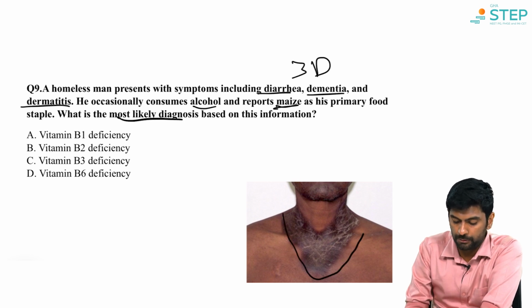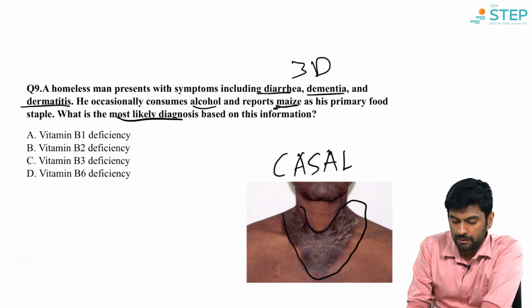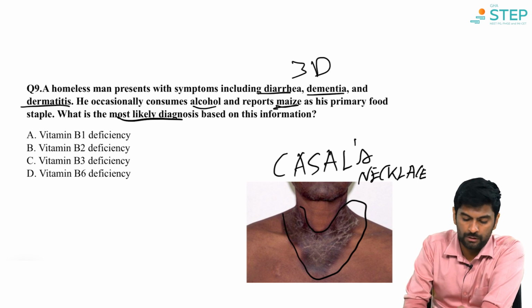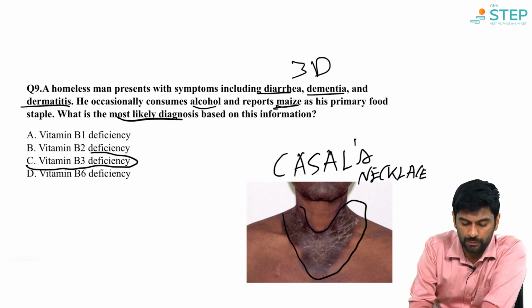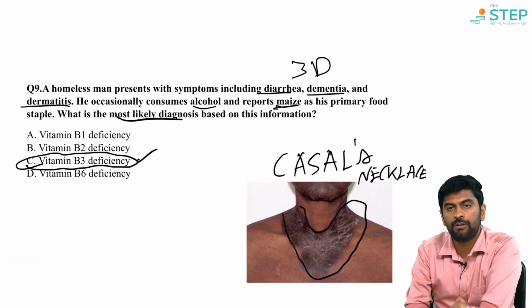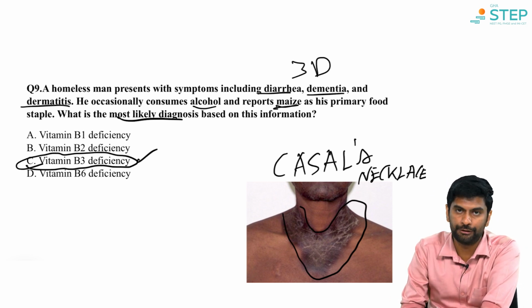Now, obviously, we know this is the Casal's necklace. Alright, Casal's necklace. So, the answer would be niacin deficiency, which is also called vitamin B3. So, this is a straightforward question with the image as well as the classical history.